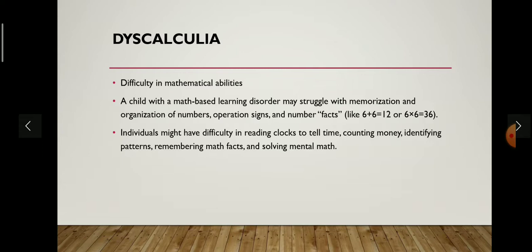So this is also dyscalculia, because those individuals face problems in reading clocks, how much time it is. 5 o'clock, okay, but 5:50, 5:25, 5:45, they don't know, so they are facing problems in these. Counting money: they cannot easily count money. Identifying patterns: they cannot easily identify how these are made in a sequence. Remembering math facts: they don't know how much 5 into 5, 6 into 6 is. So these are the learning disabilities in dyscalculia.